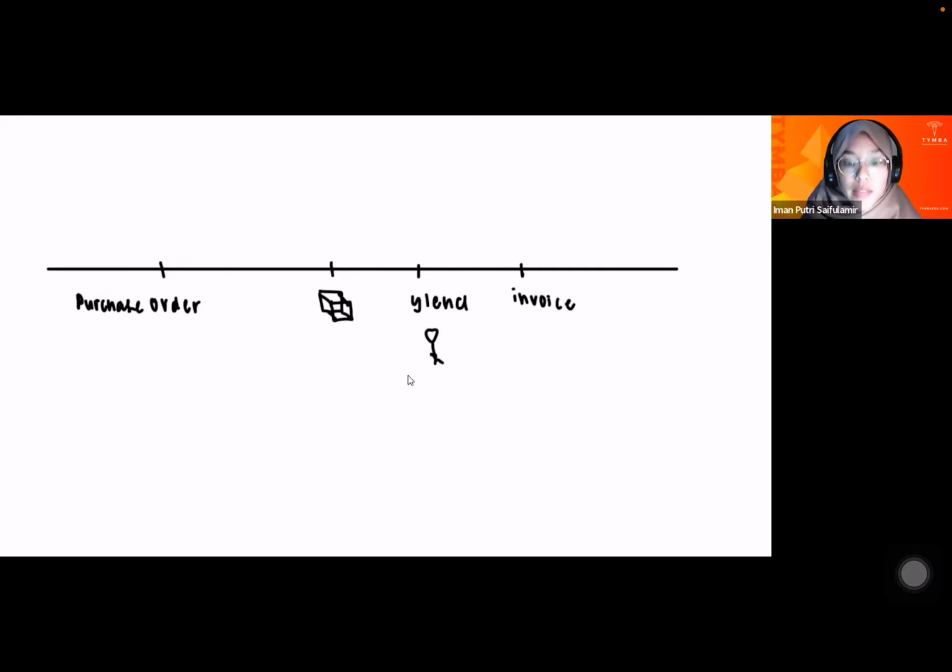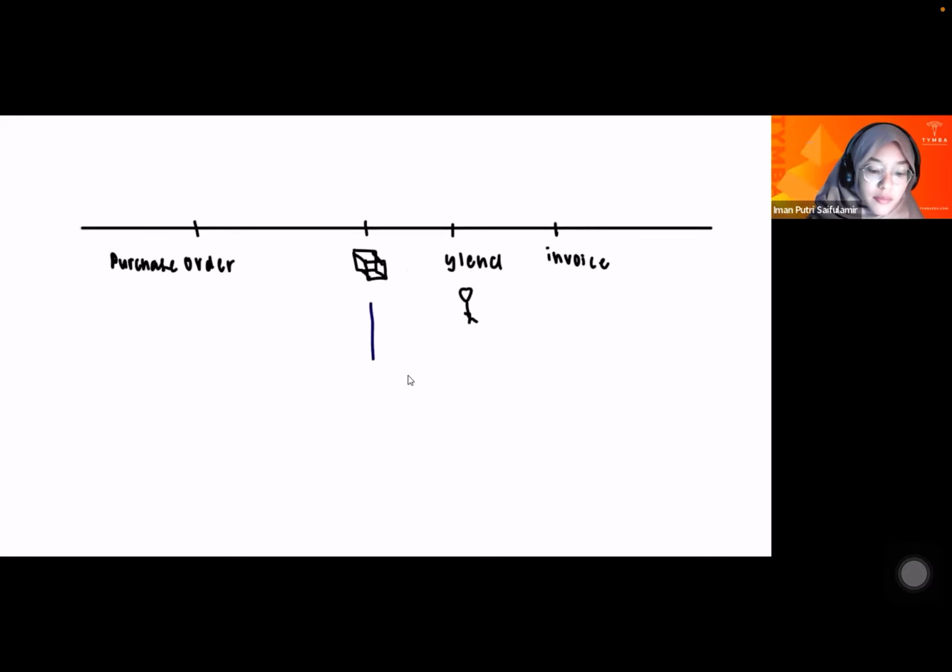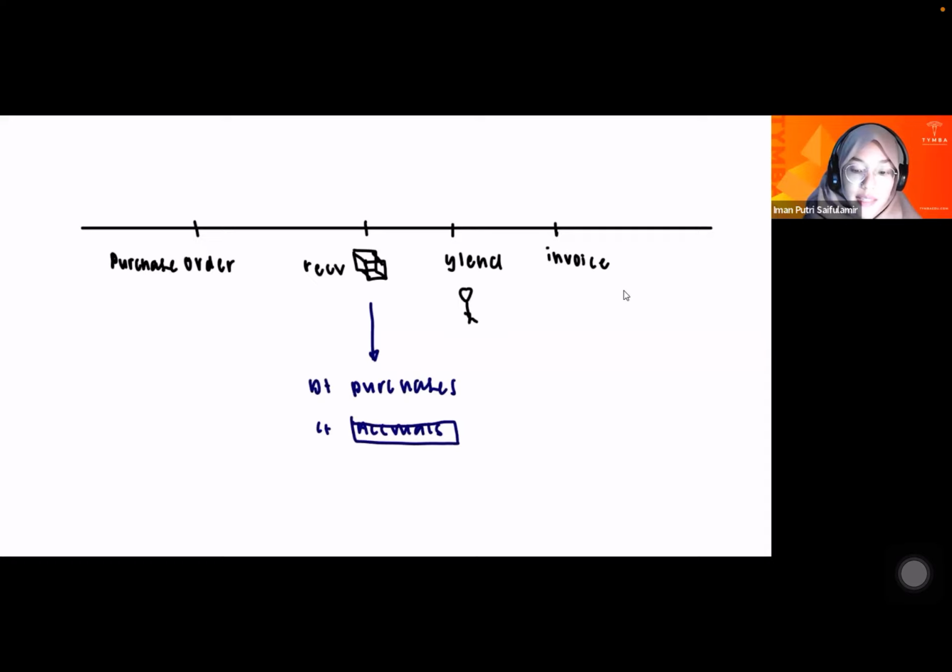Can you guys tell me what's the double entry for these purchases here when we receive the goods? When we receive the goods, what is the double entry there? Okay, so we will debit purchases, credit accruals. Why do we credit accruals? It is because the invoice has yet to be received.